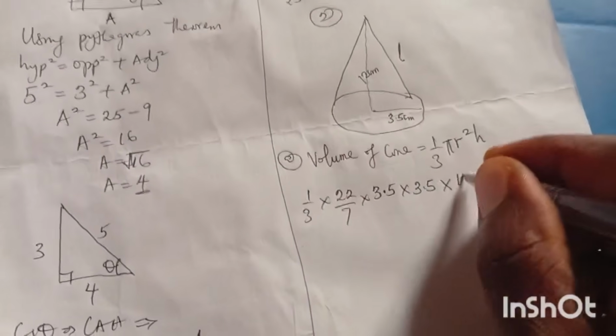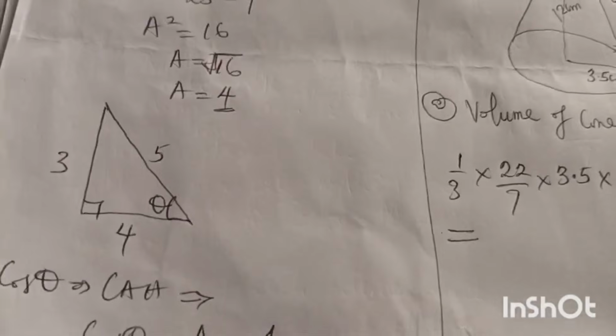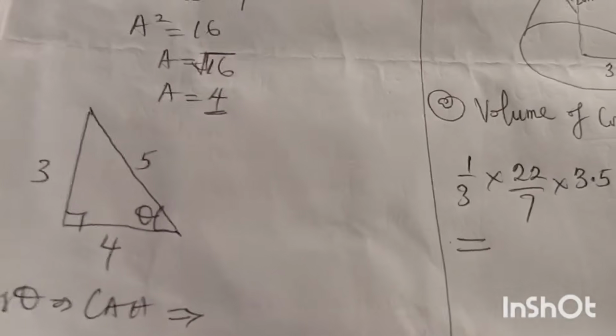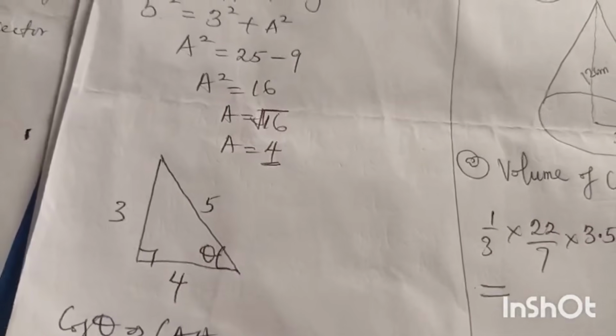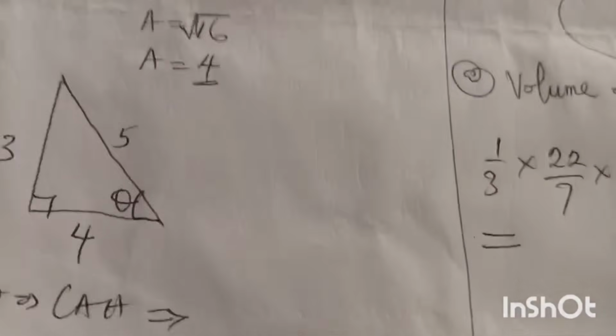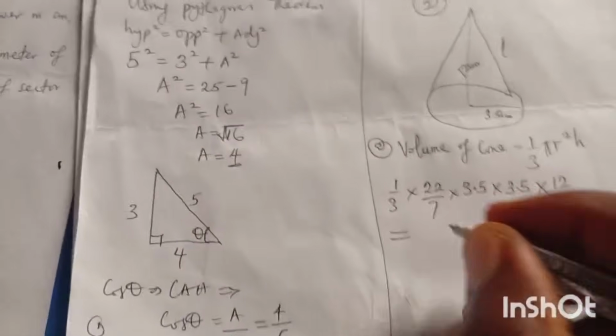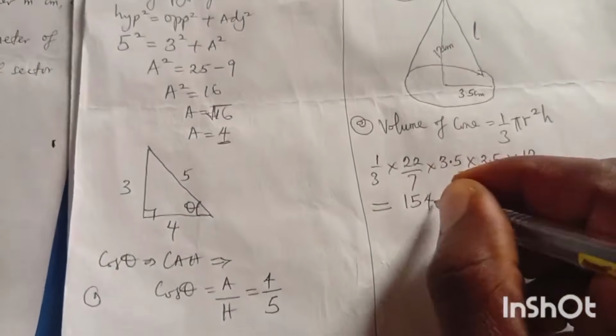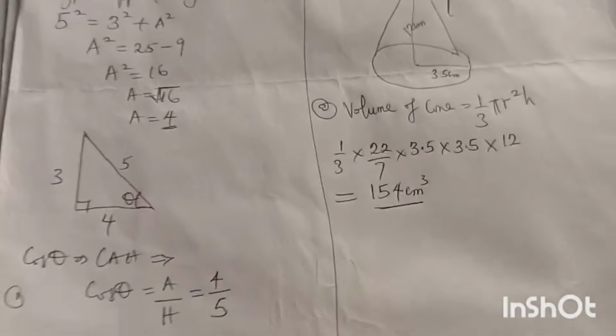That is 12. I don't want to take much of your time, but with the aid of my calculator, and you can press your own calculator, I got 154. I got 154 centimeter cube by my own workings. You can check and verify yours, and put your answer in the comment box. If it's different, let me know. If the approximation is the difference, I want your answer in the comment box, and I'm done with that.